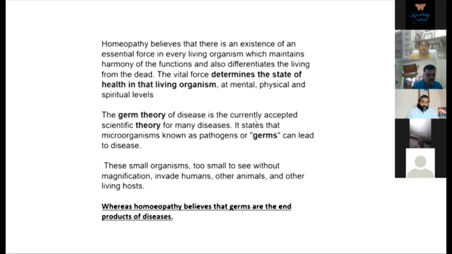And allopathy is just running on the germ theory of disease, which is the currently accepted theory. It states that microorganisms known as pathogens or germs can lead to disease. These small organisms, too small to see without magnification, invade humans, other animals, and other living hosts. Whereas homeopathy believes that germs are not the cause of the disease, they are the product of the disease.